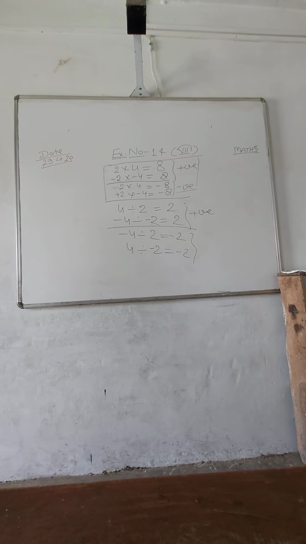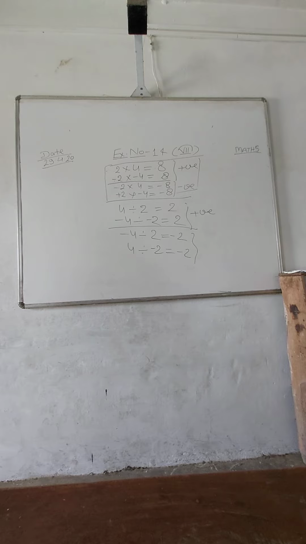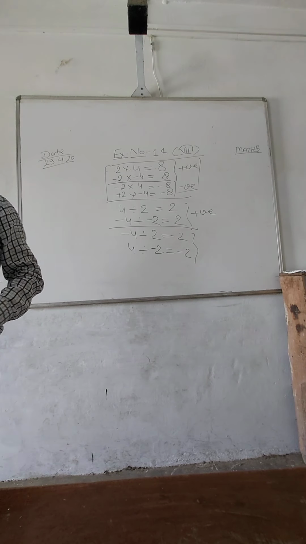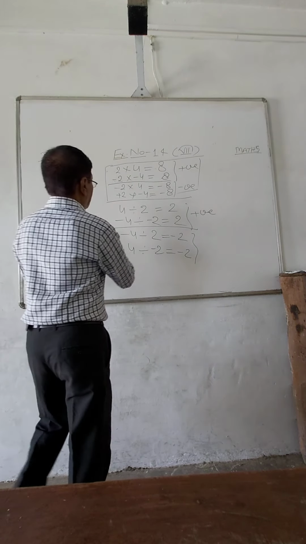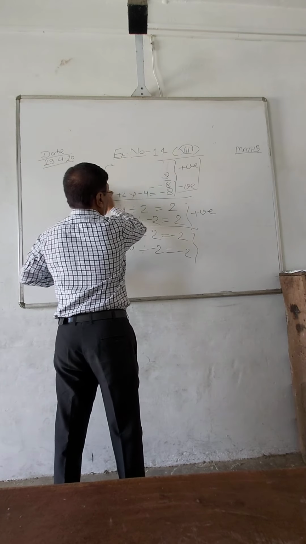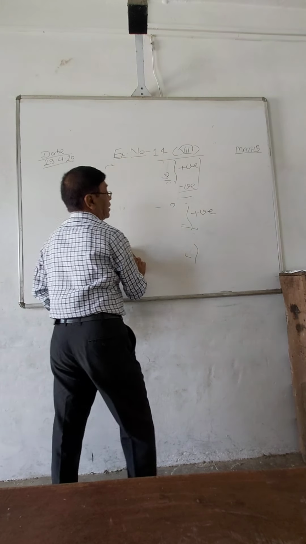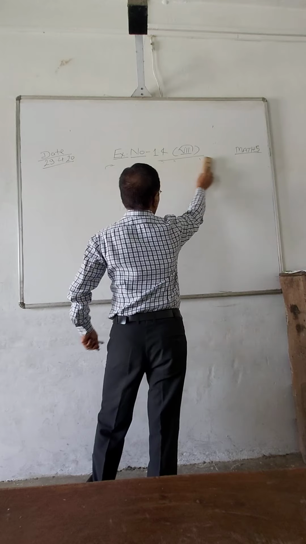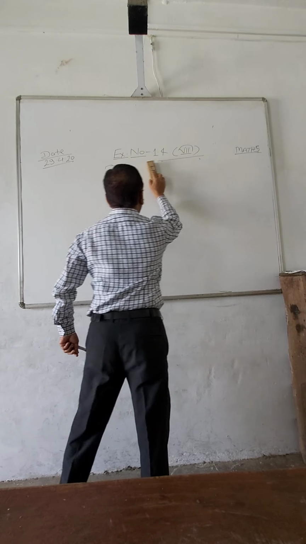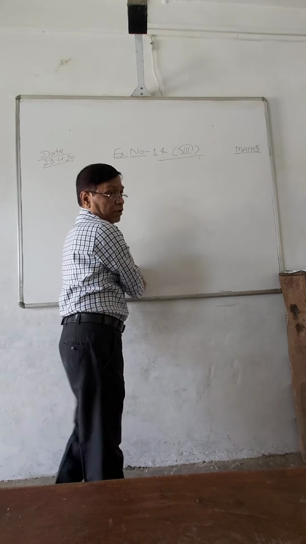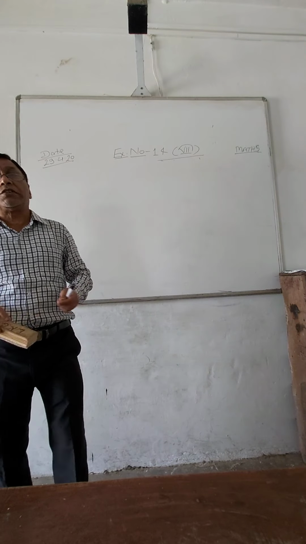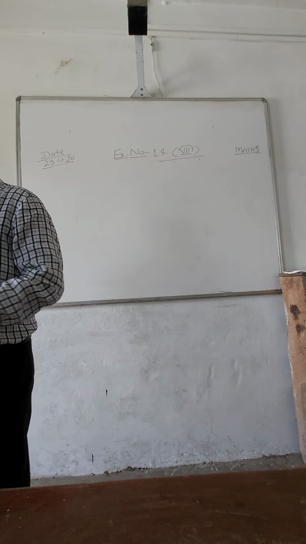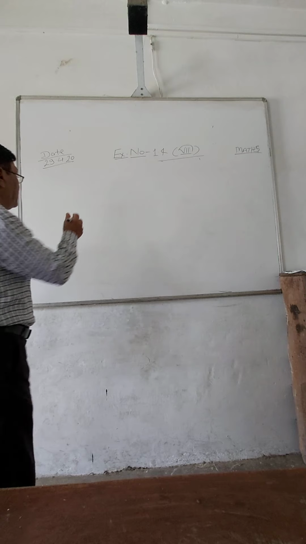Now take the example and start exercise number 1.4. Now question number 1. But keep in mind the rules of putting the sign. Same sign positive, opposite sign negative. In short, only this much you keep in mind: same sign positive, opposite sign negative. So question number 1A, 75.